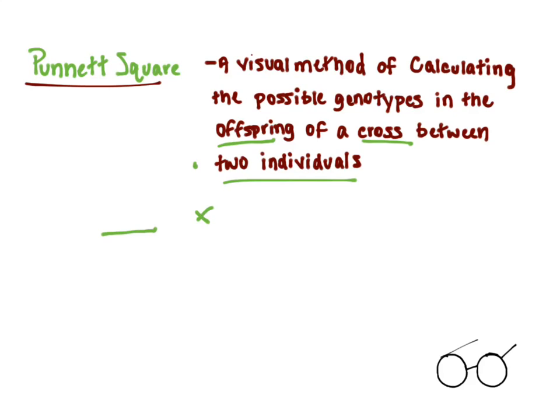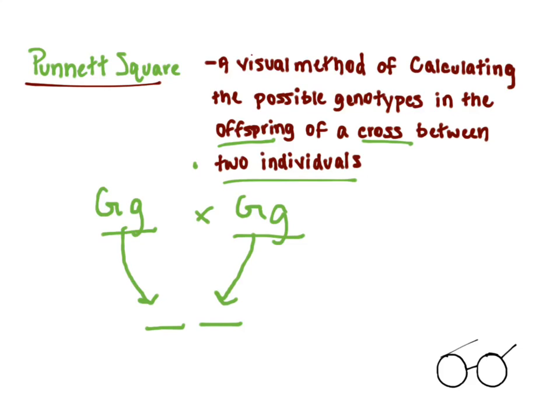Let's say our two genotypes for a certain trait are both heterozygous. So both parents for this random trait, it could be anything, are heterozygous. In order to form its own genotype, the offspring is going to take one allele from one of the parents and one allele from the other parent, and it's going to put those two alleles together to form its own genotype.